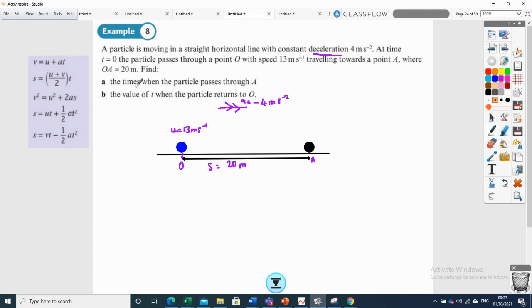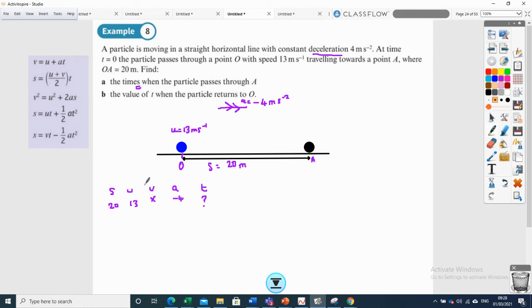Right, we need the times where the particle passes through A. There's a subtle S on the end there. We'll see where that comes into it in a minute. So S, U, V, A, T. S is 20, U's 13, V we don't know, and we don't have it in the question. A is -4, and the time is what we're trying to find out.